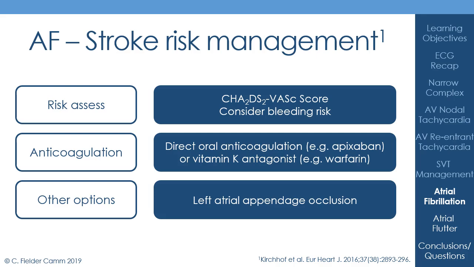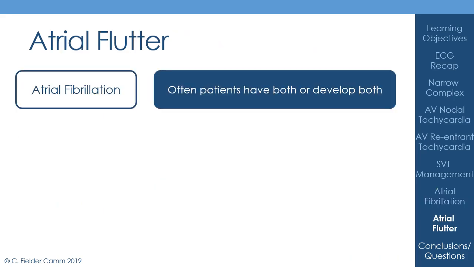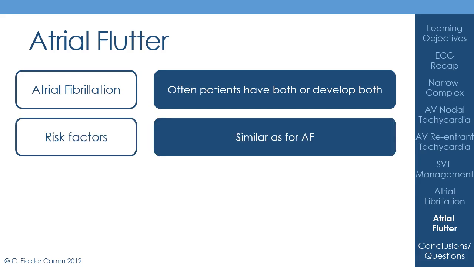And so it's really a second line intervention there. So moving on to talk about atrial flutter now. It's important to know that it's a cousin of atrial fibrillation, or at least it can be thought of that way. A lot of patients who have one either have or go on to develop the other arrhythmia. The risk factors are similar to those for atrial fibrillation, as I've outlined on a previous slide.